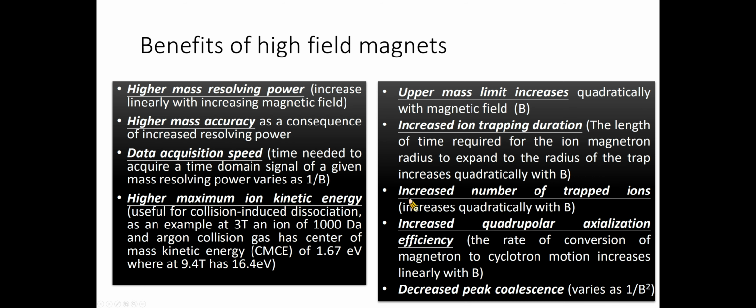If we increase the magnetic field, we will have a higher mass resolving power, a higher mass accuracy, a faster data acquisition, a higher maximum ion kinetic energy, a wider detection mass range, an increased ion trapping duration and number of trapped ions, an increased quadrupolar excitation efficiency, and a decreased peak coalescence, which means decreasing the merged peaks.